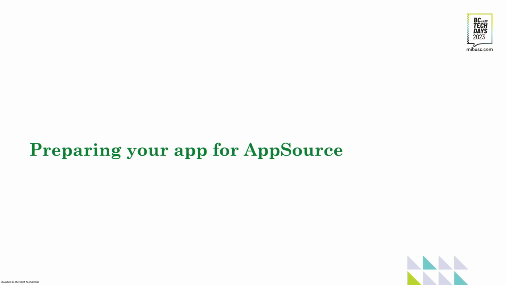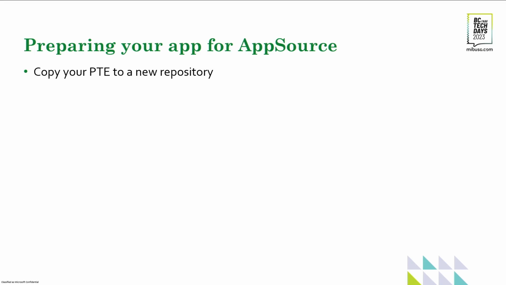OK, with this, we went through all the different fields in Partner Center, and you should now be ready to get it right. The next thing you'll have to do is preparing your app for AppSource. So one scenario is that you might have a PTE and you've deployed it on a few customers, you've been pretty successful with that, and now you'd like to expand your business by going to AppSource. There'll be a few changes that you need to do.